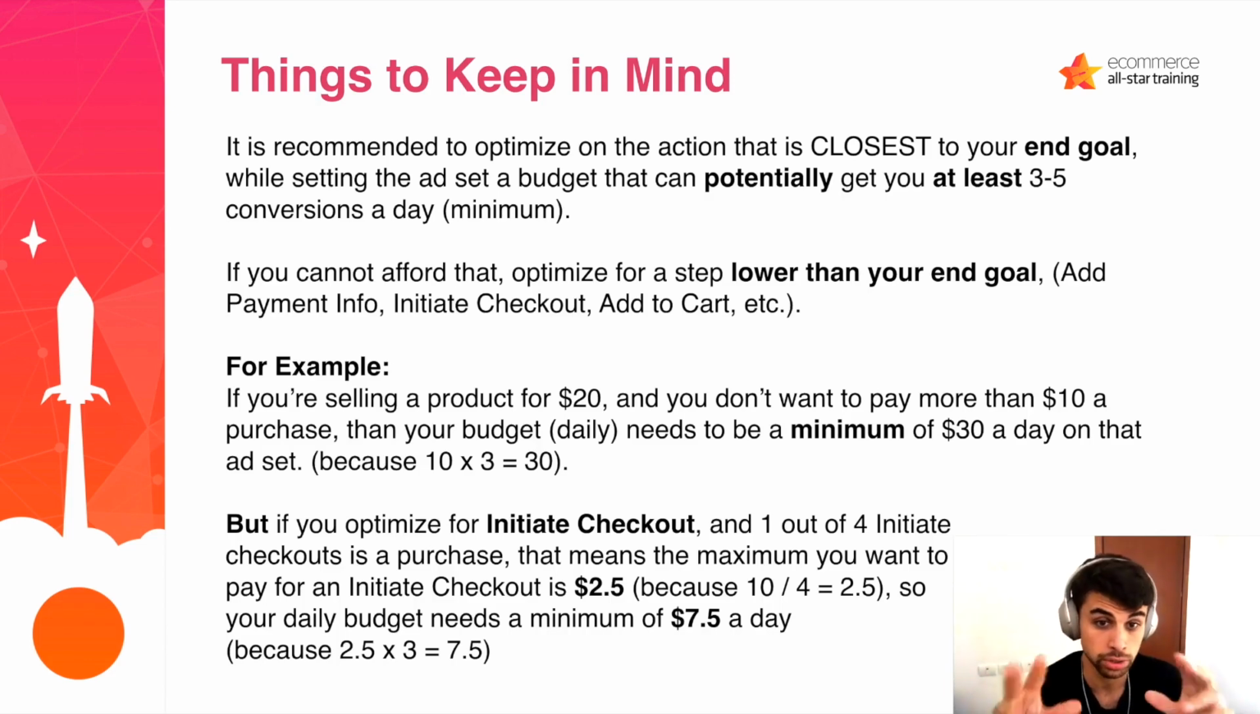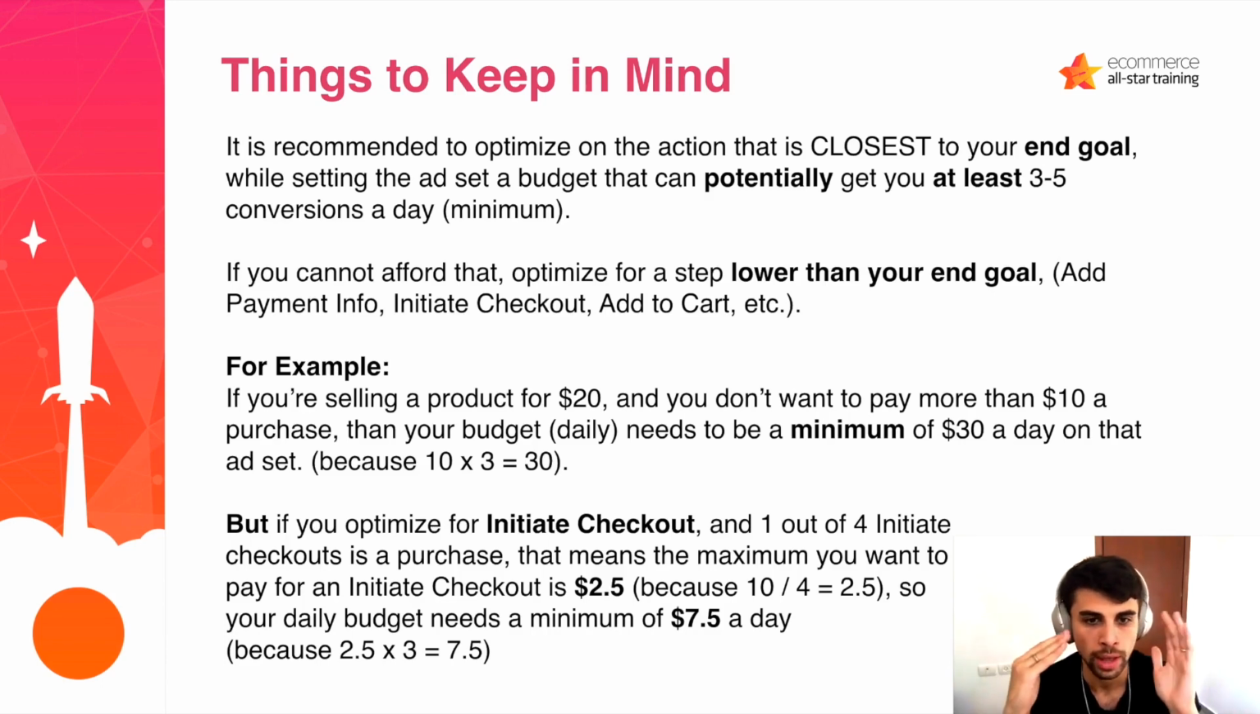So the daily budget on the ad set needs to be a minimum of $30 a day, because 10, which is the maximum we want to pay, times 3 equals 30. The 3 is because that's the minimum number of conversions I said you want potentially get, at least 3 to 5 conversions a day minimum. So I'm taking the 3 here as an example.